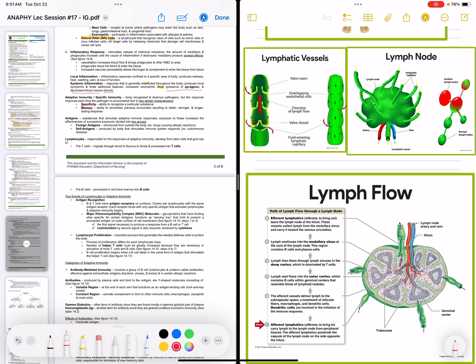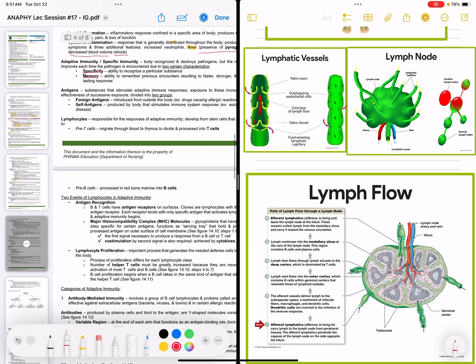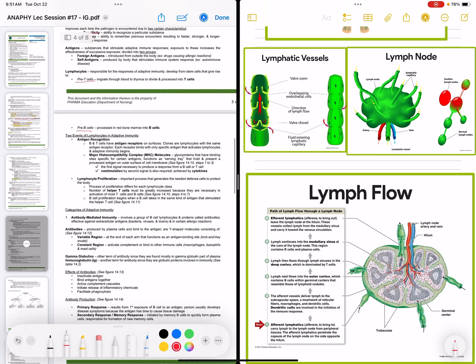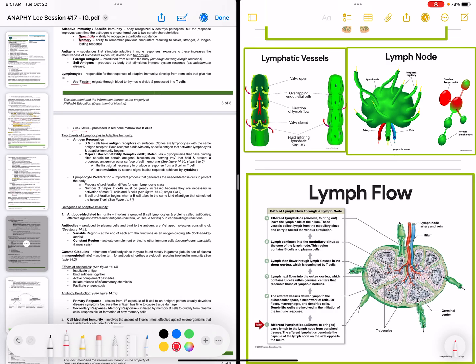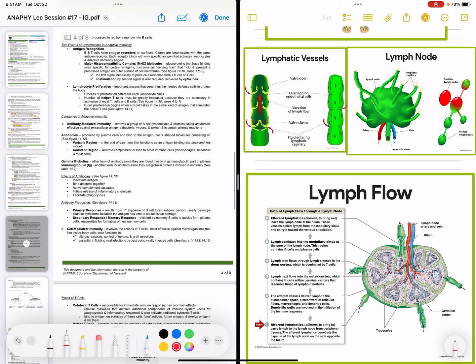Okay? So, lymphocytes are responsible for the responses of adaptive immunity developed from stem cells that give rise to pre-T cells and pre-B cells. Okay, so may kita ginatawag sa lymphocytes, pre-T cells and pre-B cells. Okay. So, 2 events of lymphocytes in adaptive immunity. So, we have antigen recognition and lymphocyte proliferation.